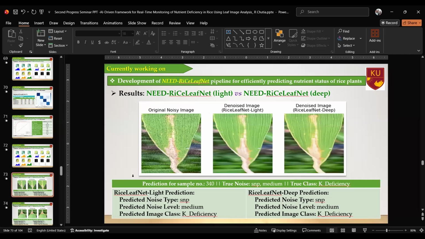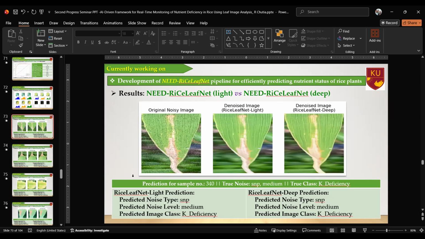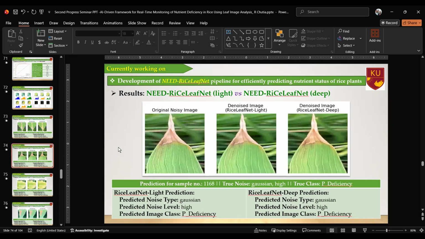Again, this is the side-by-side comparison of the two models. This is the Light model. The first one is the noisy image. The second one is denoised by the NeedRiceLeafNet Light model, and the other is the Deep model. Both models are predicting accurately in the case of this sample, and for the second sample also.